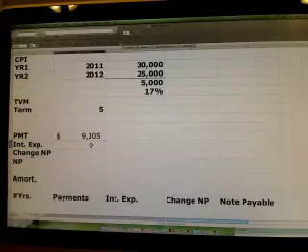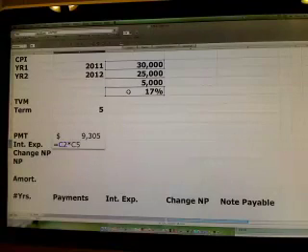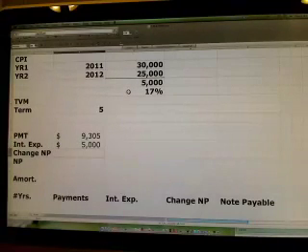The next question that I asked you to solve for is your interest expense. I want the interest expense for the first fiscal year, meaning 2011, and how you do this is you put in your equal sign. I want the present value in 2011, which was the $30,000, and I want to multiply that by the interest rate of 17%. And you have $5,000.